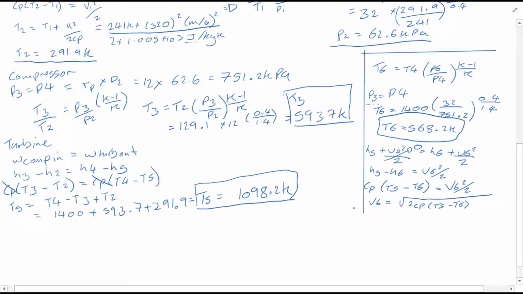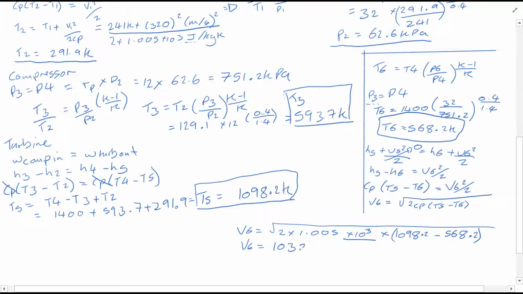And then when you sub all of those values in, you'll find V6 is equal to, don't forget the 10 to the 3, we should be working in joules, and you'll get a final answer of 1032 meters per second velocity at exit.